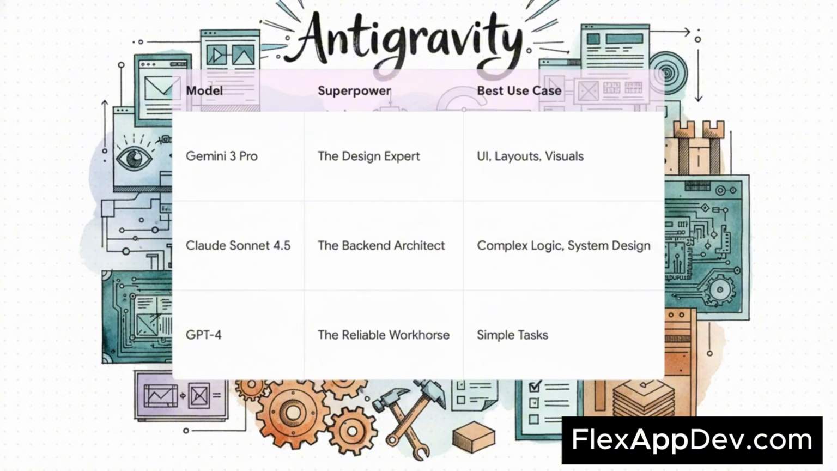So you use Gemini 3 Pro as your design expert. It is fantastic for UI, layouts, anything visual. Then you've got Claude Sonnet 4.5 as your backend architect for all that complex logic and system design. And for the simpler, more reliable tasks, GPT-4 is your workhorse.